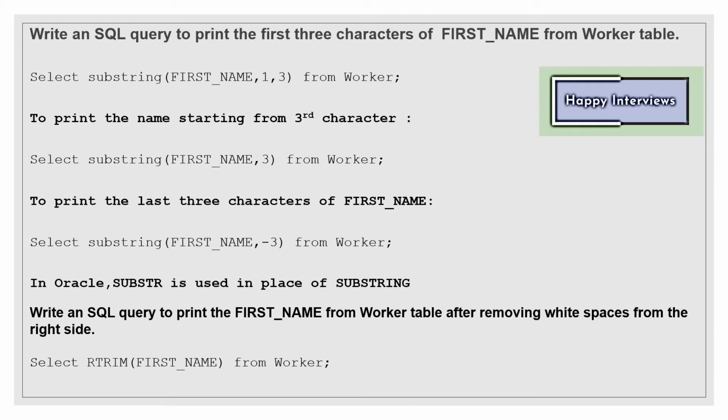What if I have to print the last 3 characters? Then I will give -3. What -3 means is only the last 3 characters of that string. If someone asks you to print only the last 5, then you will give -5.